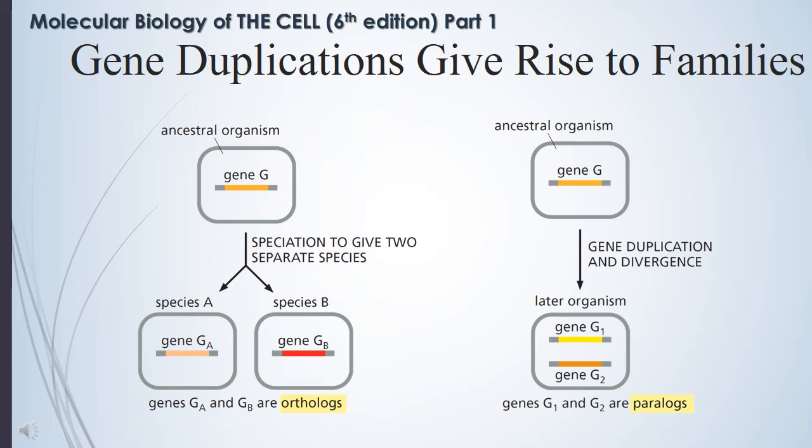As you can see, we have an ancestral gene on the left, let's say, call it G. And we have speciation to give two separate species. So species A and species B, they receive a variation of this gene. They are basically the same gene, but with some degree of variation between each other.